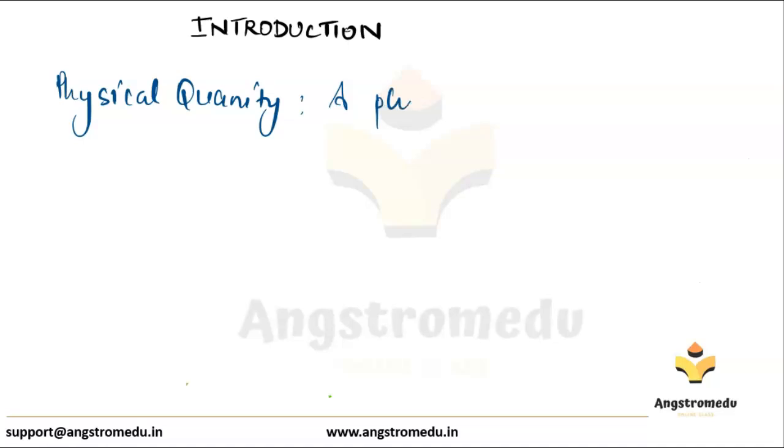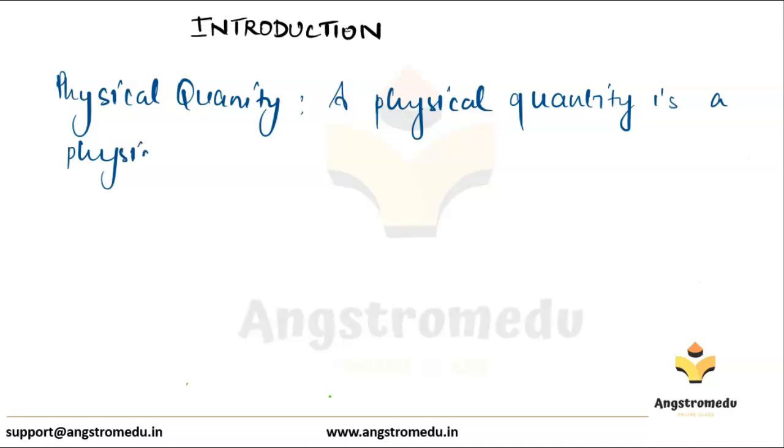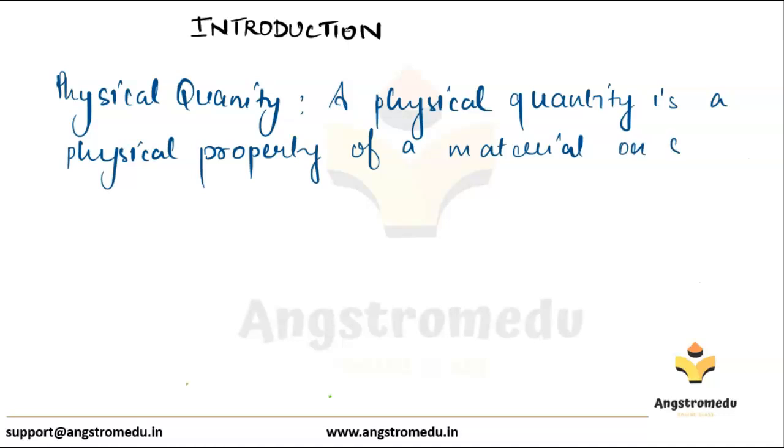So, a physical quantity is a physical property of a material or system that can be quantified by measurement.